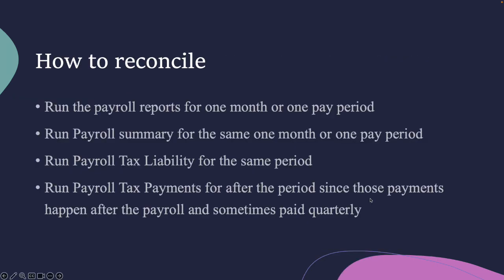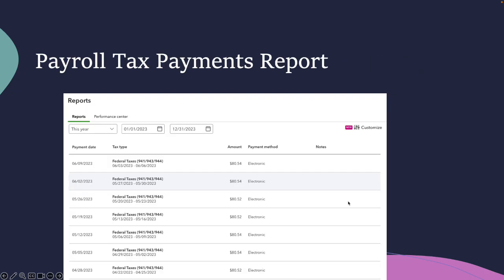So you want to make sure that the payments are made for each of the liabilities, and that the payments do match whatever you have on the liability report. Now, like I said, the liability report will be for a prior period than the payment itself, because the payment obviously happens after you acquire the liability.